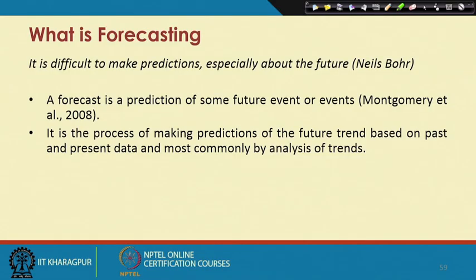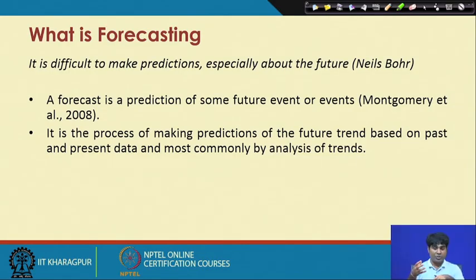So, typically it is said to be difficult to make predictions, especially about the future. So, forecasting comes into the limelight, and a forecast is a prediction of some future events, or the events which you actually need in order to justify the facts for the growth or the sustainability aspects of any kind of engineering problems. In fact, it is the process of making predictions of the future trend based on the past and present data, and most commonly by analysis of trends.